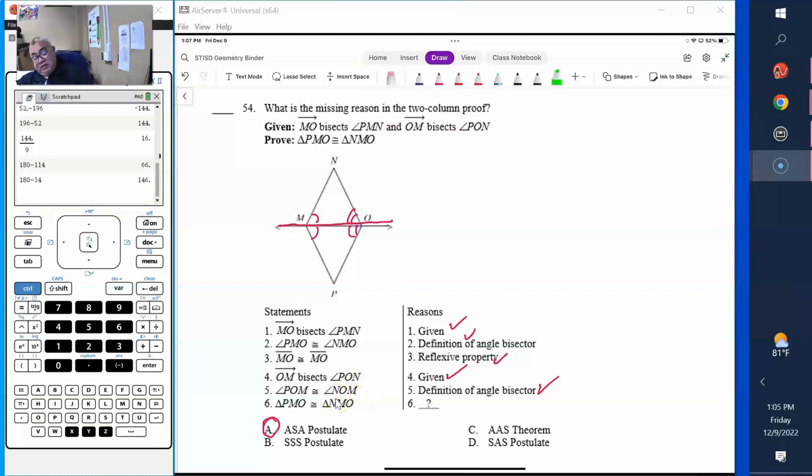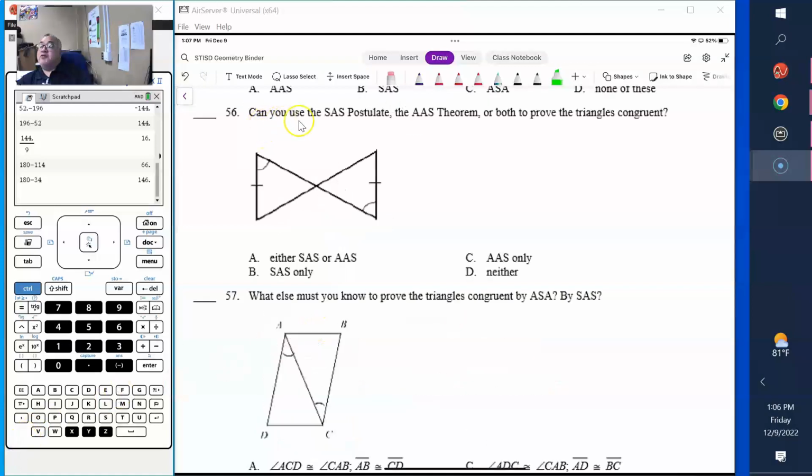It's going to be angle, side, angle. Can you use the side angle side postulate, the AAS theorem, or both to prove the triangles congruent?